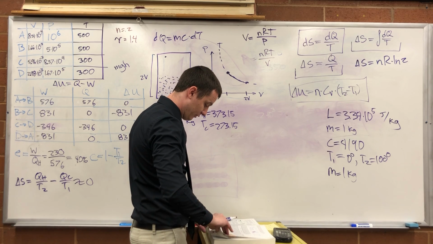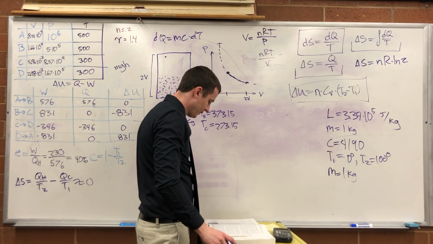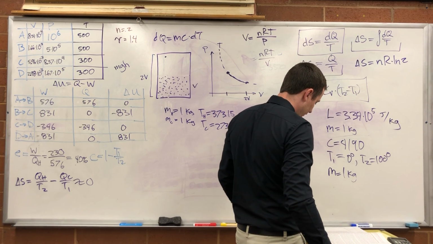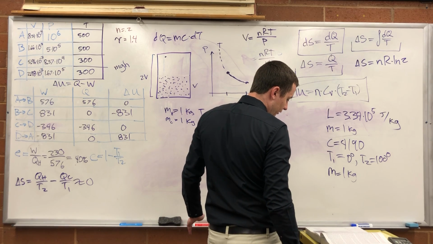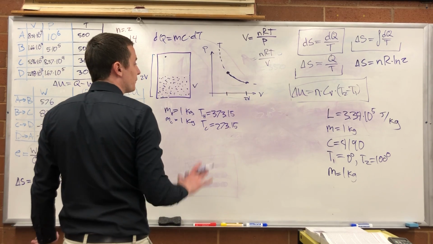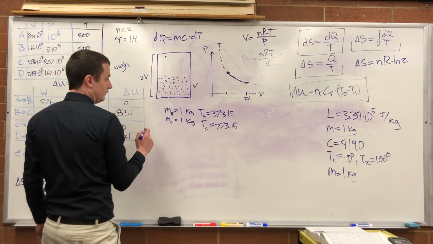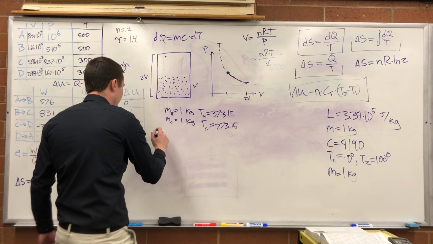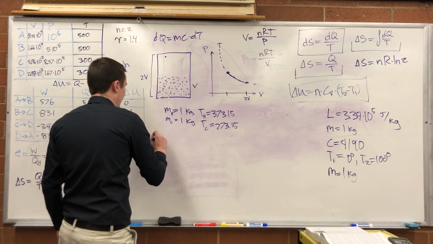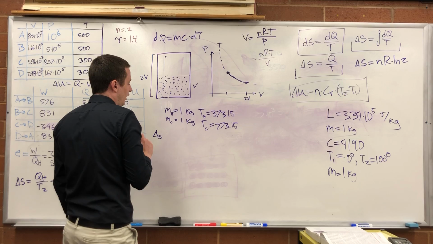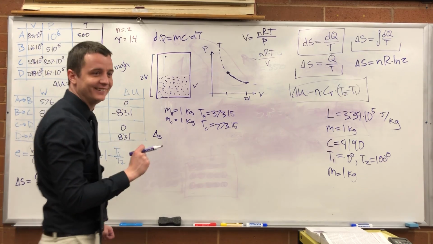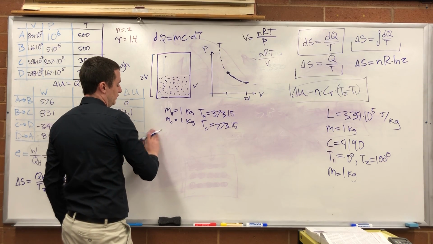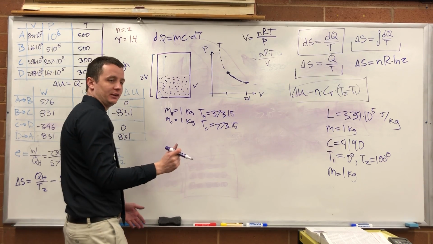Specific heat of water, 4,190. Okay, and I think we should be good. All right, so let's start with the change in entropy for the cold water. So the cold water's entropy goes up, the hot water's entropy goes down. Right? So you're going to add them together. Gotcha.